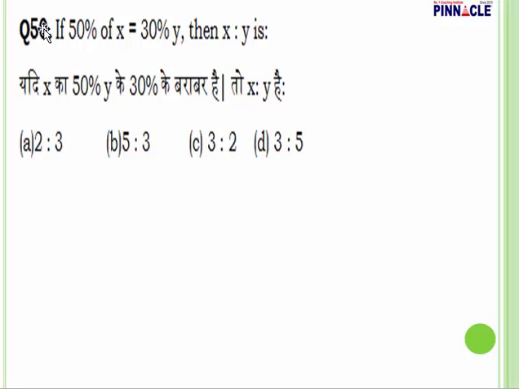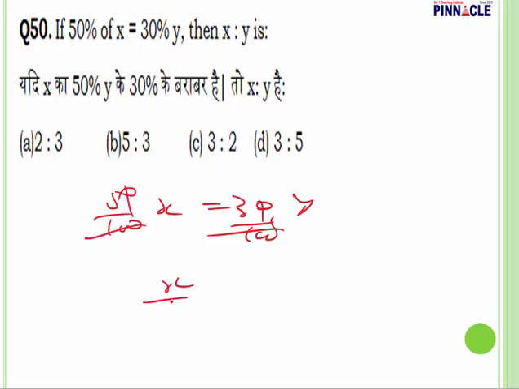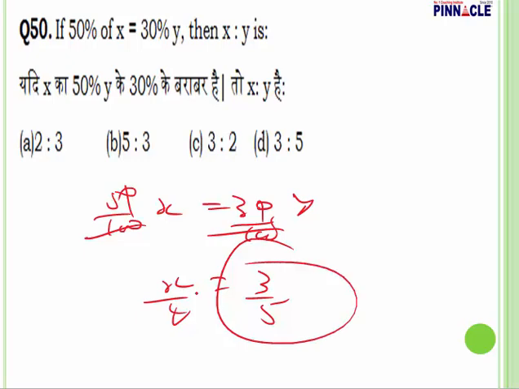If 50% of x is equal to 30% of y, what is the ratio of x and y? X by y is equal to 3 by 5. If x is 3, then y is 5, 3 is to 5 ratio. Answer is D. D should be the answer.